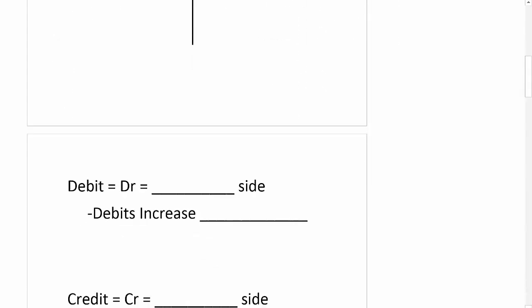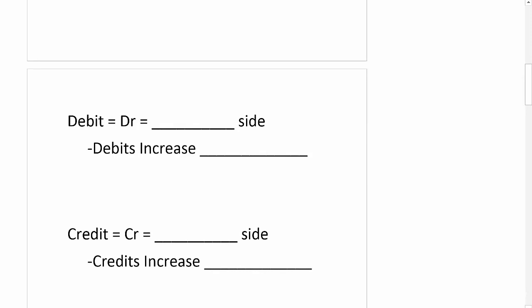So with that being said, please fill this in with me. Debits equals... the abbreviation for debit is DR, just in case you ever see that, so you know. And it's always equal to the left side, or the left-hand side, okay? And debits increase assets.